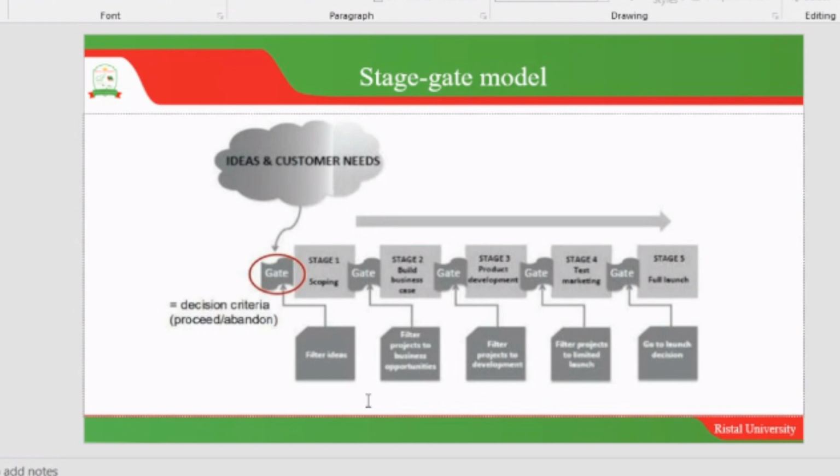We go to scoping, where we filter out the best ideas, and then from that there is also another gate before we build a business case to really see the nitty-gritties of the business that we want to put in place, that prototype that we are looking at. So we build that business case, and then after that we look at product development, the representation of the real idea that we are now pursuing.